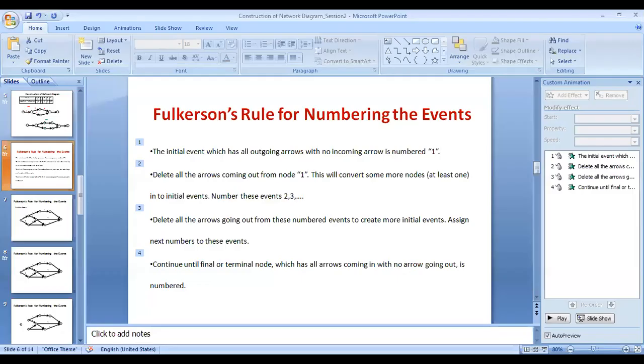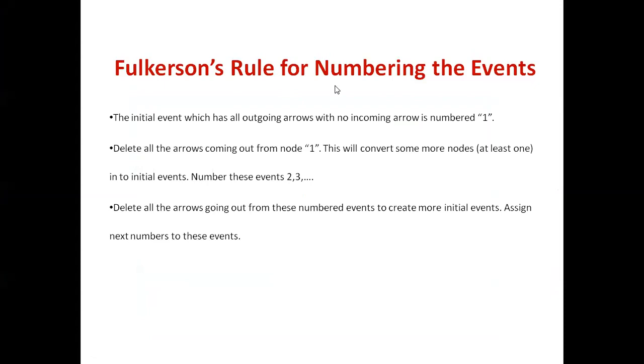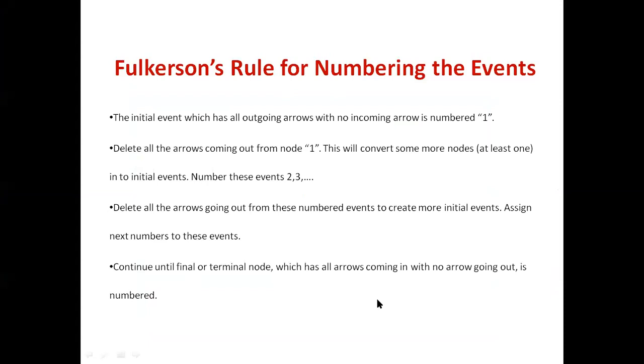This is one of the theory questions which was frequently asked: Explain Fulkerson's rule for numbering the events. Suppose it is asked in the examination, what you need to do is first write all these four steps by which the numbering of the node is done by Fulkerson's rule, and also you have to explain this with the example. Suppose it is asked in the examination to explain with example, it will be asked for nearly 8 to 10 marks.